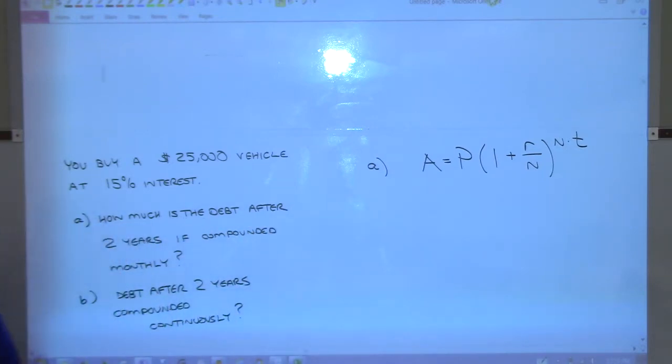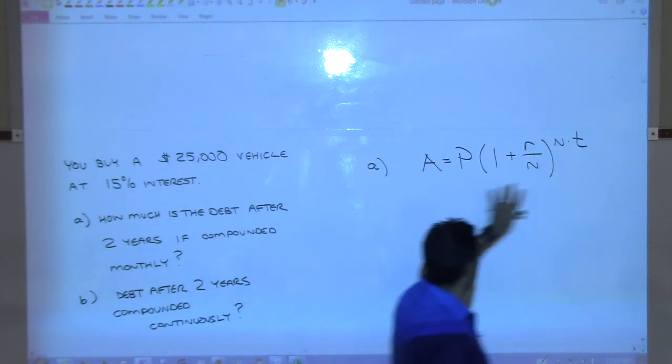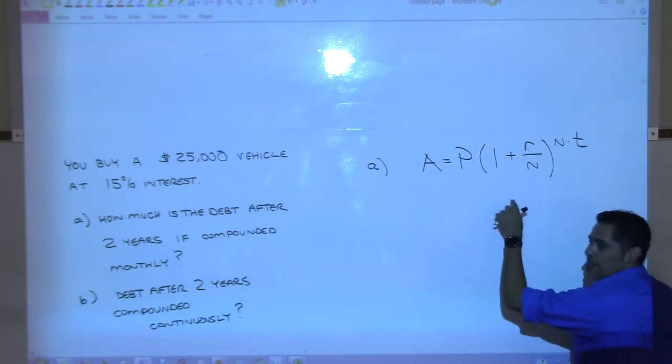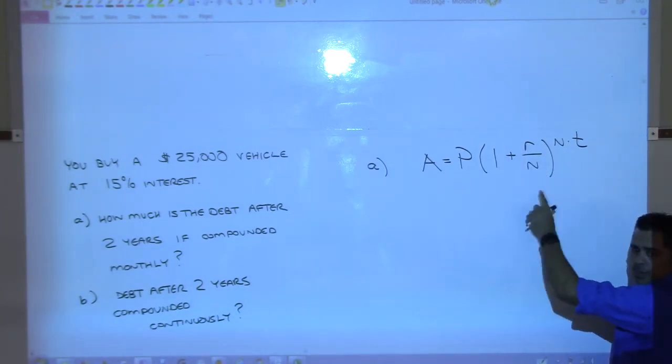$25,000. Do we know the interest rate? 15%. We've got to convert that to a decimal. Do we know N? 12, right? Monthly is 12. And T is 2 years, okay? All right, so can I plug everything in, or do you want me to write down P is this, N is this? Just plug in?